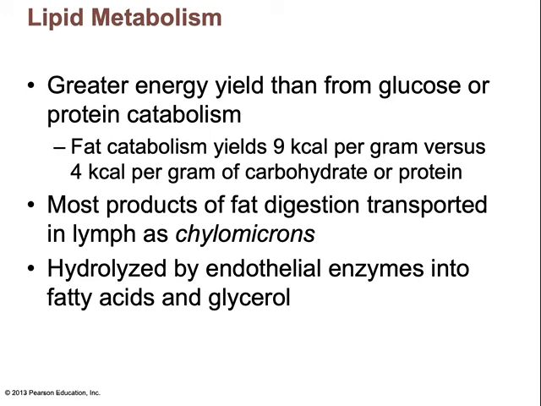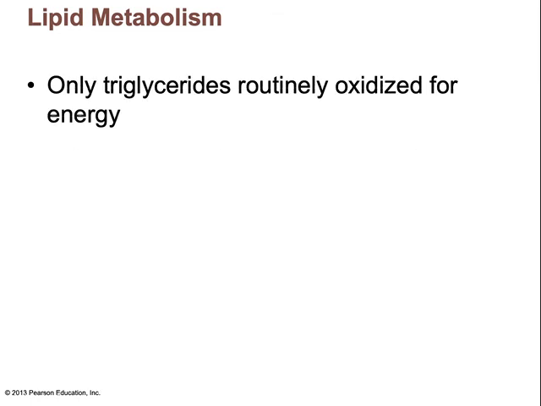Most products of fat breakdown end up in the lymphatic system in the form of little bubbles of fat called chylomicrons that have polar components projecting outward and the nonpolar fatty acid tails projecting inward. Okay? They're hydrolyzed by endothelial enzymes into fatty acids and glycerol, and then they can be used by the cells and tissues in the body.